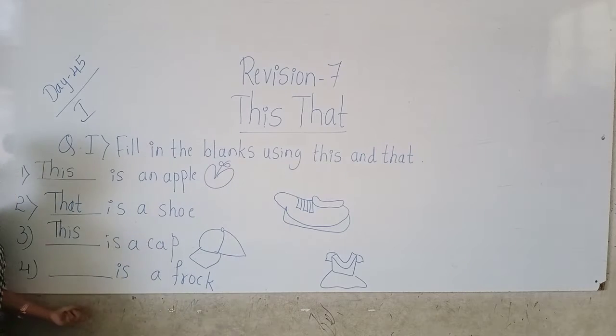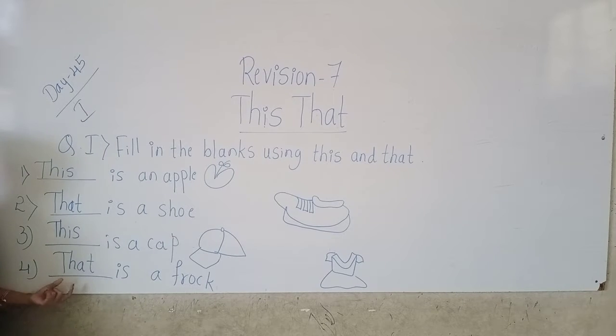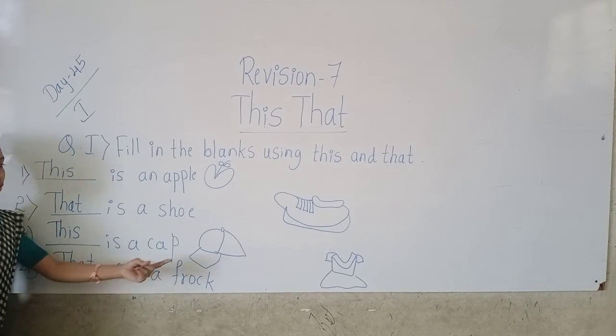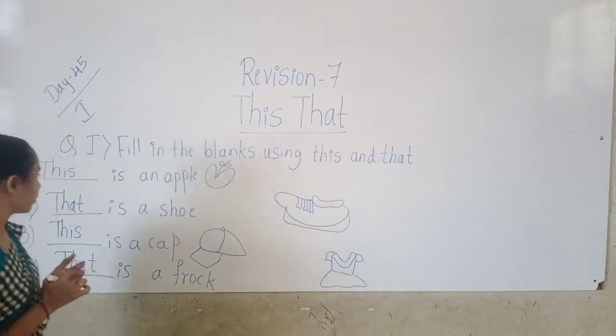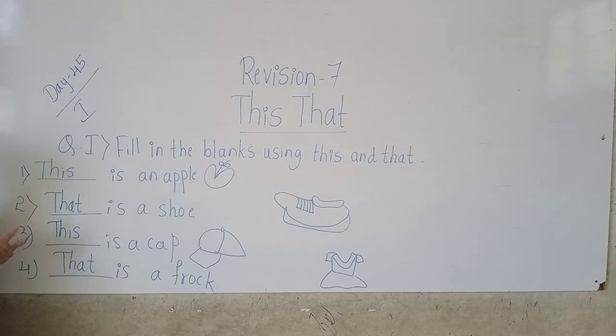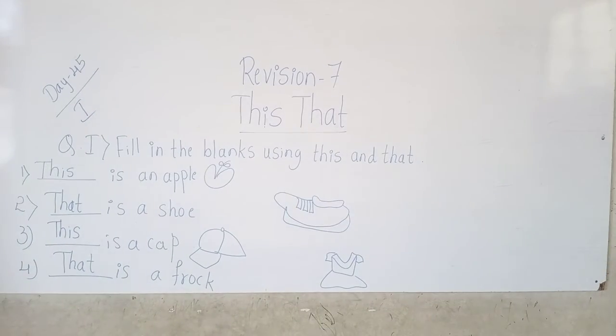So the frog is near or far, children? Far. So what should we write here? That is a frog. We should write "that" here. Why? Because the frog is far from us. Okay. So always we should use "this" for the things which are near to us, and "that" for the things which are far from us. Okay, children.